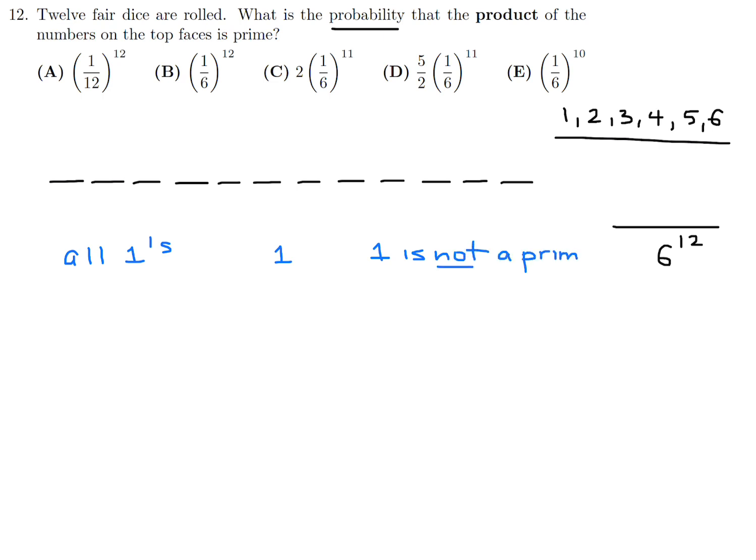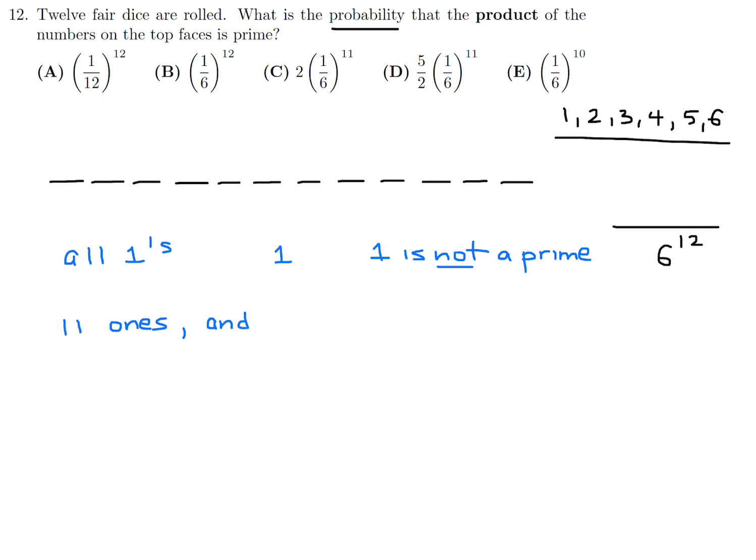So even though that seems like a way to go, it's not one of the answer choices. Okay, no problem. How about if all of them are 1 except 1 digit? So all 1s except 1. That basically means 11 1s, and then one of the numbers is a prime. That would work. So we have 11 1s and a 2.